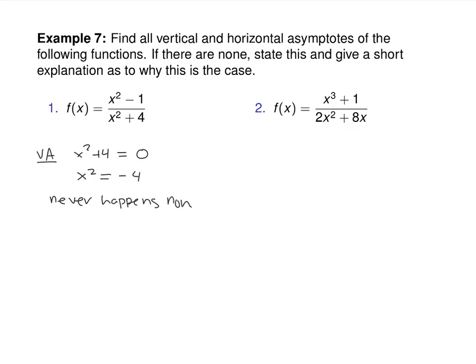And that's what I mean by give me an explanation. You just say x squared plus 4 doesn't ever equal 0. There are no places where the denominator is 0. Does that make sense? That's what I was looking for.